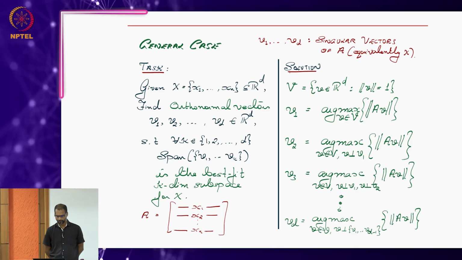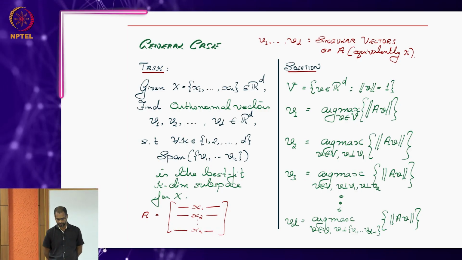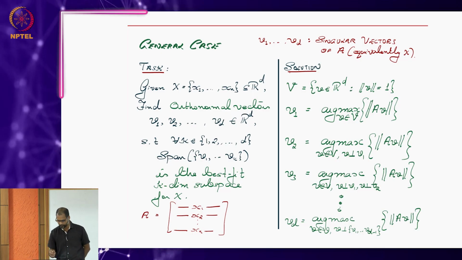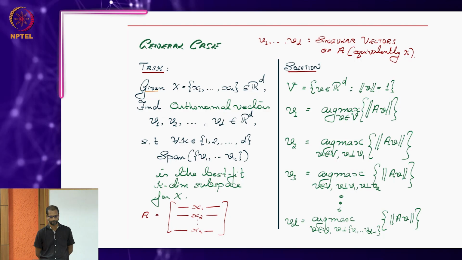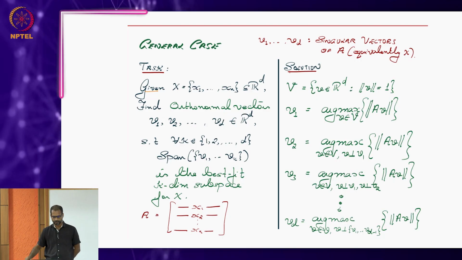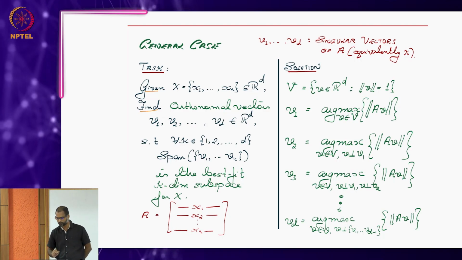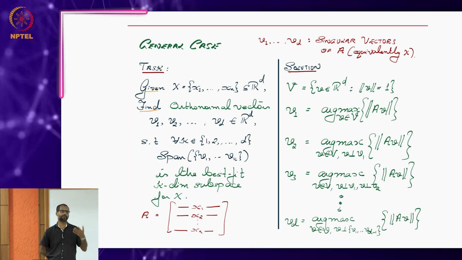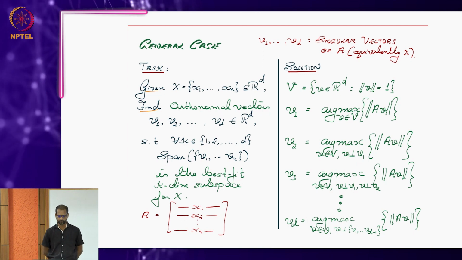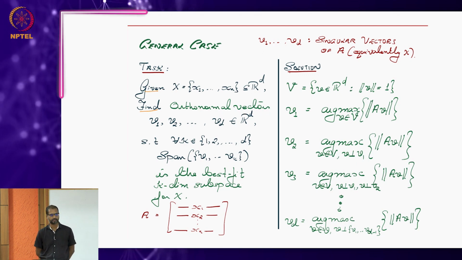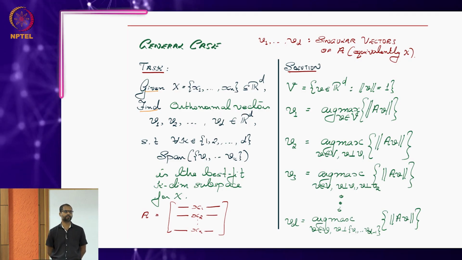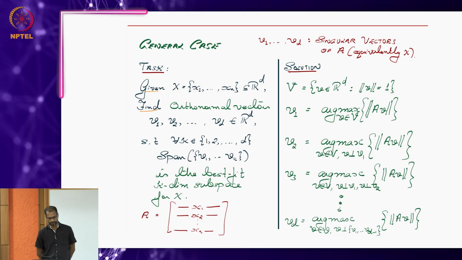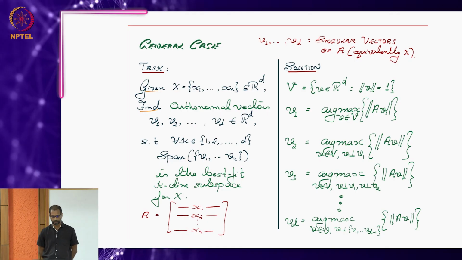Okay. So the task we have already seen multiple times. What we are given is n data points in a d-dimensional space, and our task is to find d orthonormal vectors so that they eventually become an orthonormal basis for this d-dimensional space. But we want a very special kind of basis, v1, v2, ..., vd. What is that special requirement we have?